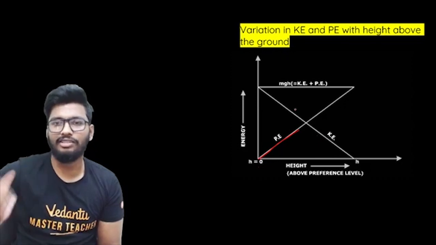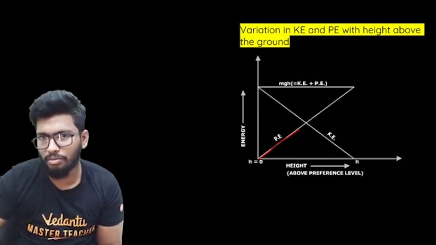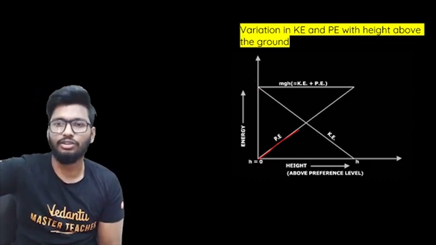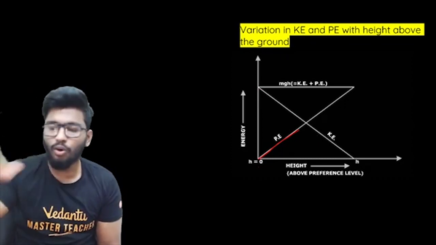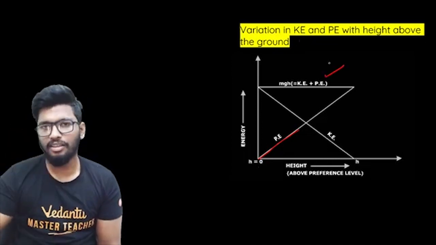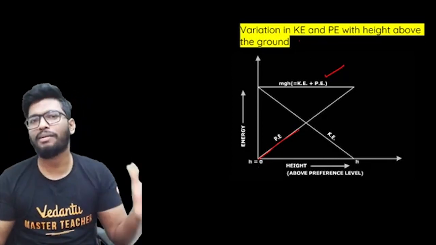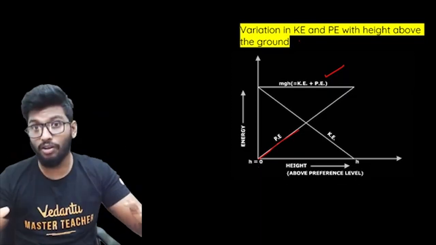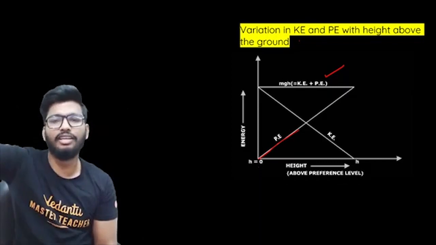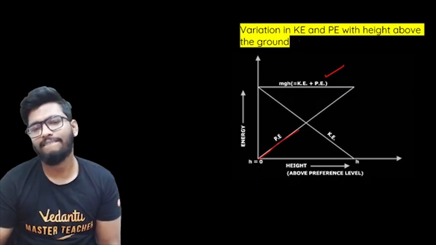Kinetic energy is lowest at its maximum height, and as the height is decreasing, the kinetic energy is increasing. But the total kinetic and potential energy will remain the same. So mgh will be the total mechanical energy of the system, which will always remain constant. As the height is increasing, the potential energy is increasing, and the kinetic energy is slowly decreasing.